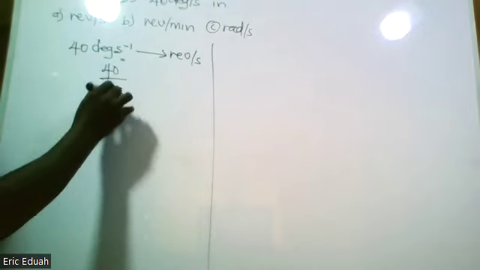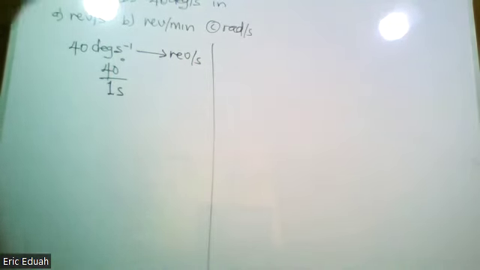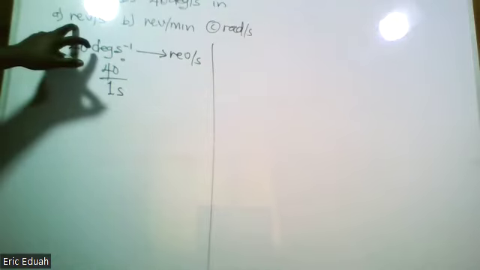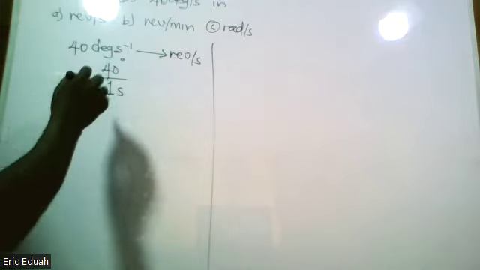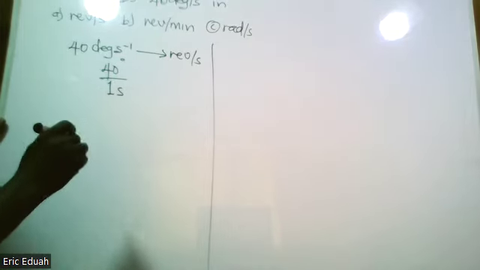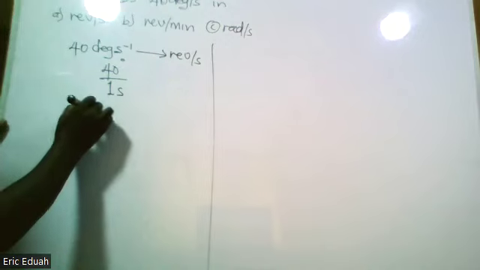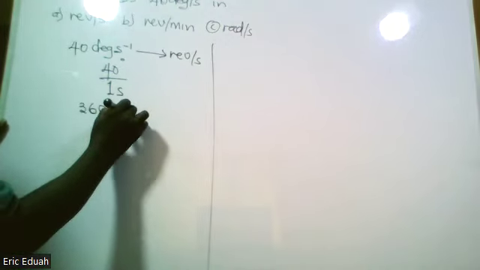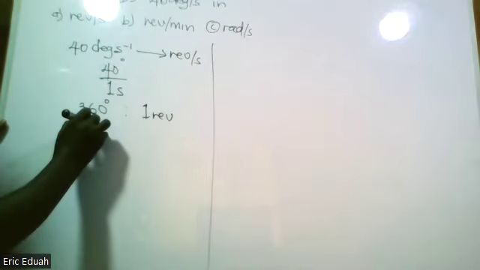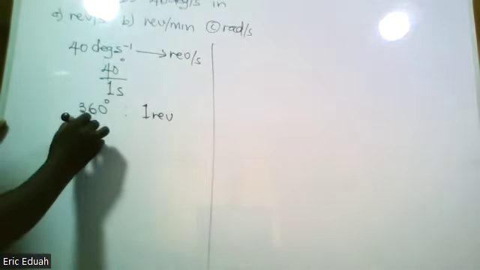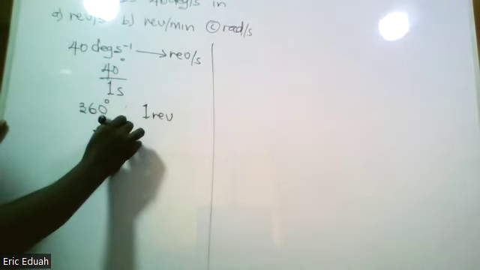So we don't have any problem with the denominator. We have an issue with the numerator. And we have to convert this to rev per second. So we convert 40 degree to revolution. 360 degree is to 1 revolution. So if 360 is to 1, what will be 40 degree?